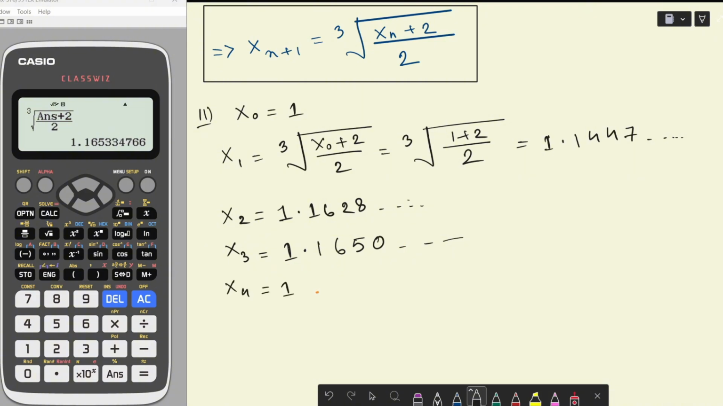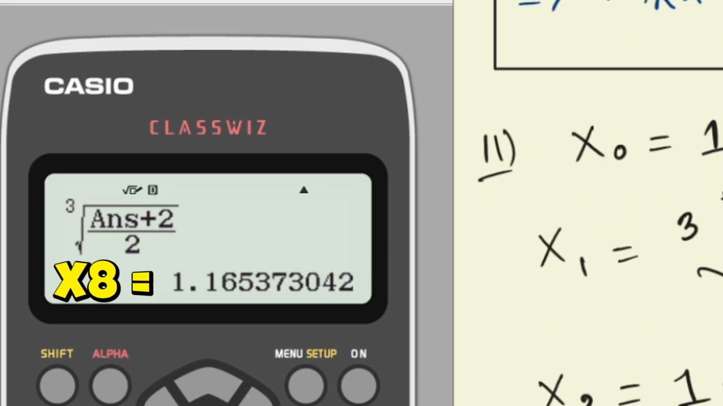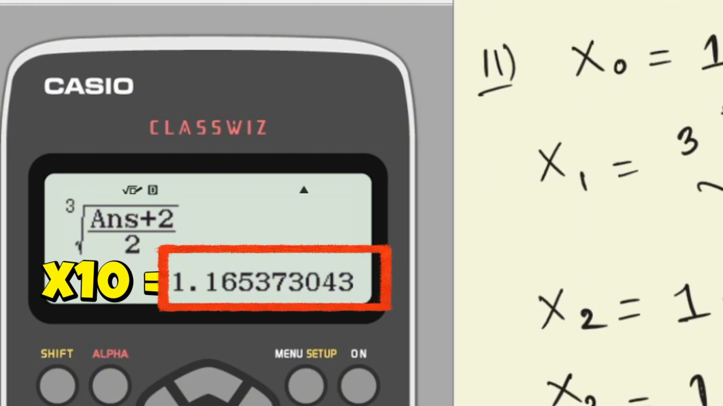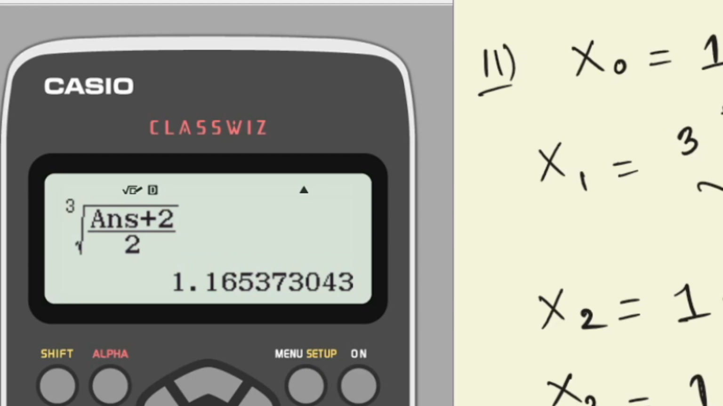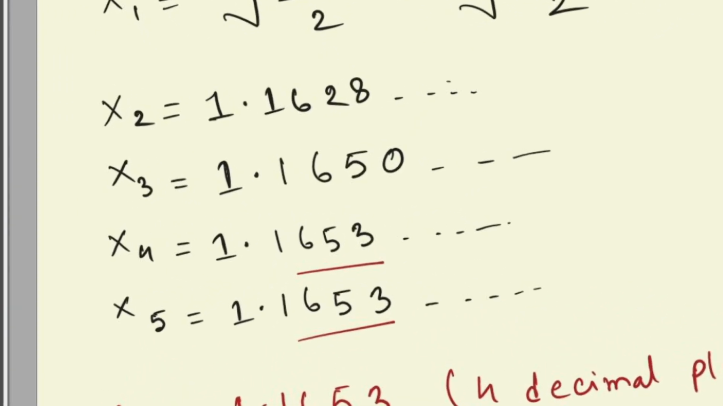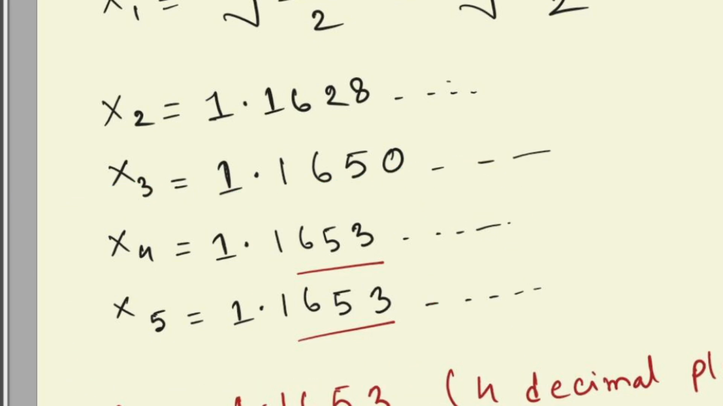Next, we will calculate x4, x5 and so on. Here, the more we iterate, the more accurate answer we get. At last, we will get a solution which cannot be further iterated. So, that's our final solution. However, as we have to find the solution to 4 decimal places, we can observe that the solution doesn't change in x4 and x5 to 4 decimal places. Therefore, x5 is our final answer.